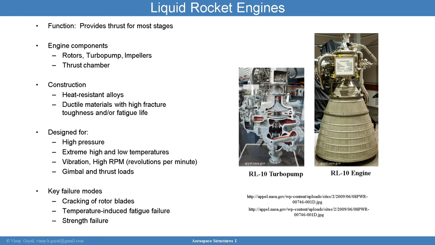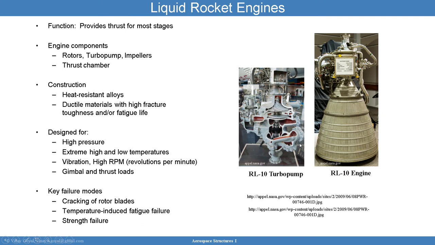And the construction typically tends to be high temperature resistant alloys, so heat resistant alloys. Ductile materials, because these materials will see high heating and a lot of loading, and so you want to have high fracture toughness materials and high fatigue life materials. They're designed really for extremely high and low temperatures, vibration, high RPMs, gimbal and thrust loads. These engines will produce a significant amount of vibration that needs to be considered in the design.